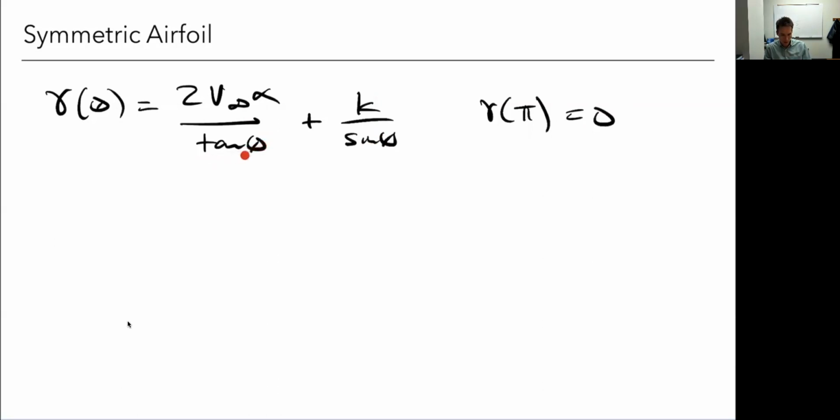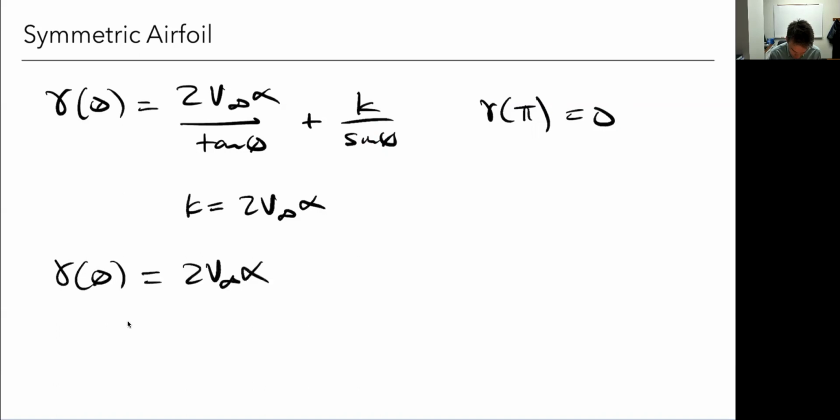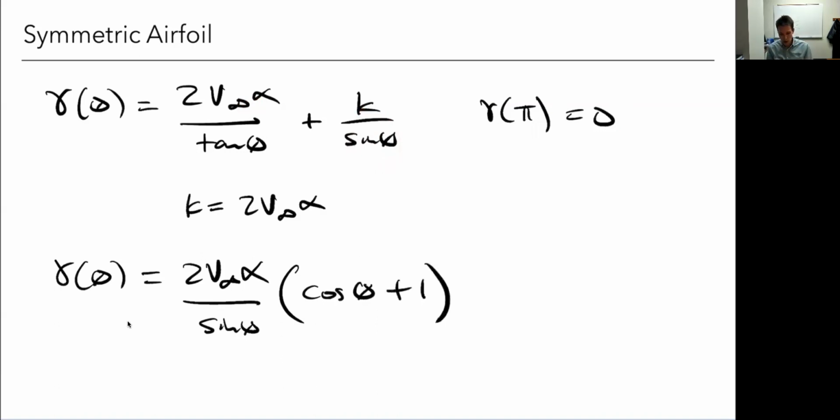And I've already got a sine over cosine, so I've got a cosine over here. Cosine of pi is -1, so I want a 1 over here. The way to do that is to let k be equal to 2 v infinity alpha. Then gamma is equal to, factoring this out, 2 v infinity alpha divided by sine theta, times cosine theta plus 1. At pi, the sine is 0, and this is -1 plus 1, which is 0. So I have a 0 over 0.